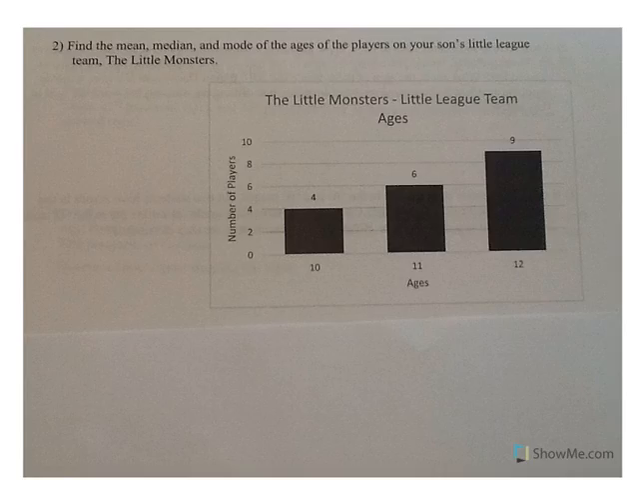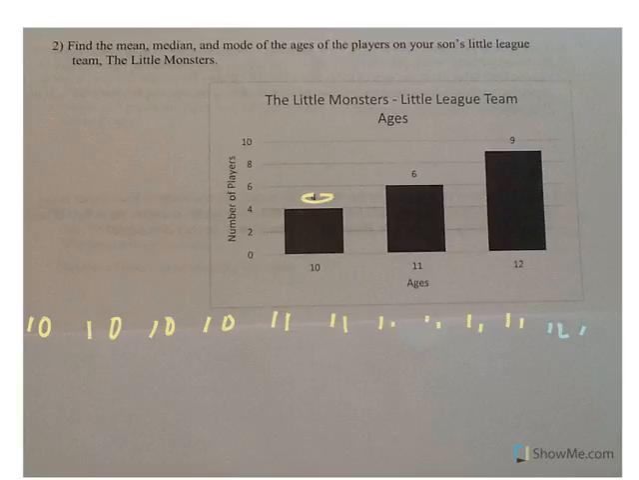And number 2, again, we're going to find the mean, median, and mode of the Little Monsters, which is a Little League baseball team. Now, this is displayed a little bit differently. So these numbers tell you how many you have of each of these. So you could put these in order where you would have 10, 10, 10, 10, right? We have 4 10s. I have 6 11s. Some people like to do this. I have 9 12s. But that can be very, very tedious.